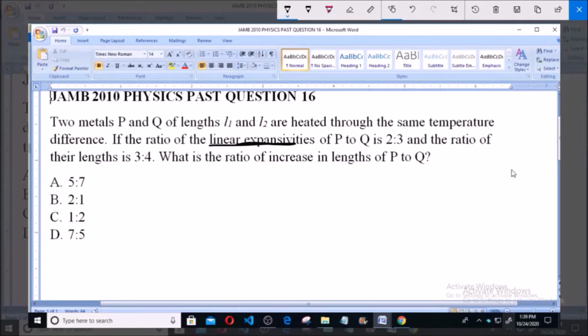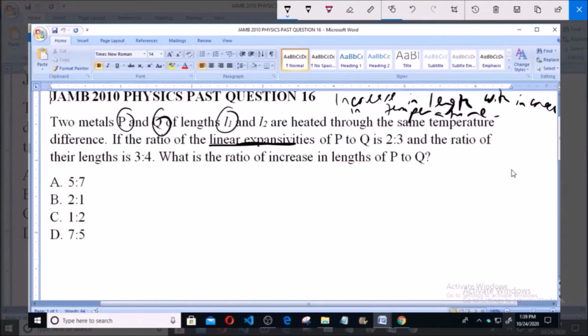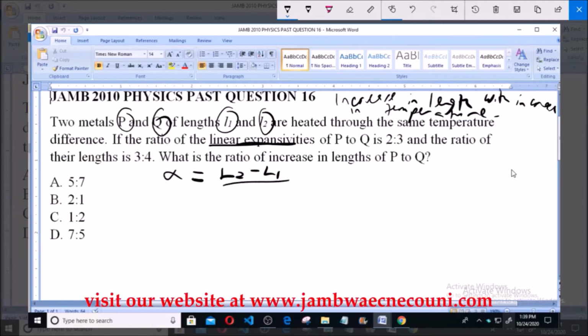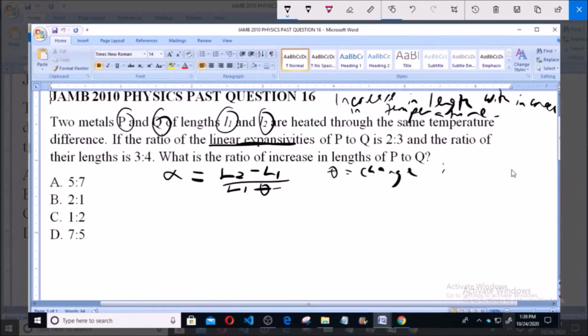So here you are looking at linear expansivity, and basically what you are looking at in linear expansivity is increase in length with increase in temperature. Now in this case you have two metals P and Q of these lengths. The general formula for linear expansivity is alpha, linear expansivity, equal to L2 minus L1 all over L1 theta, where theta is the change in temperature.